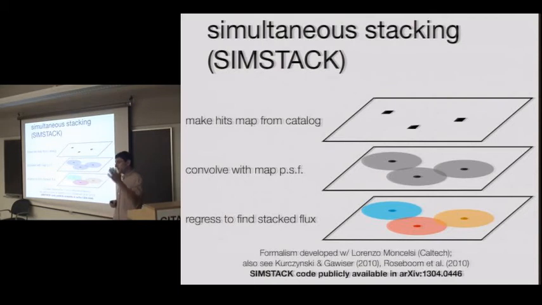If you decide, I'm going to split this catalog into things that are similar, and I'm going to ask, what's the average properties of the galaxies that I think are similar? So this takes into account the fact that these galaxies might be clustered.